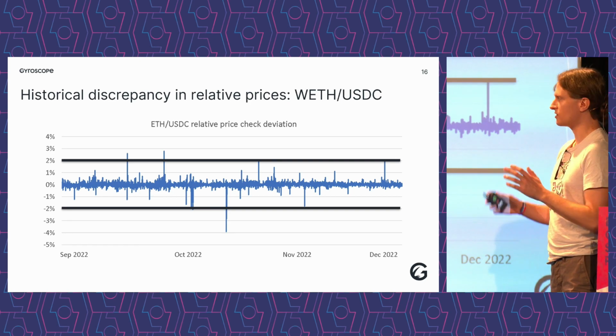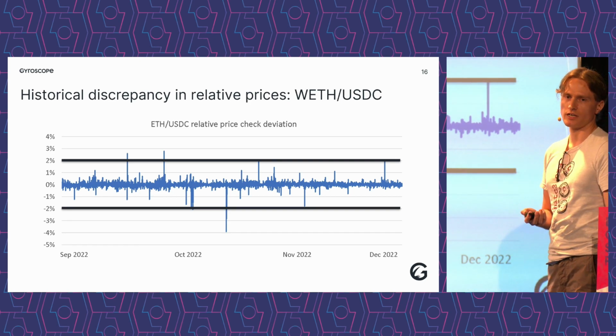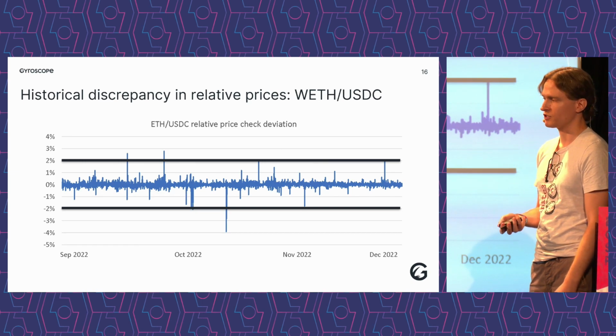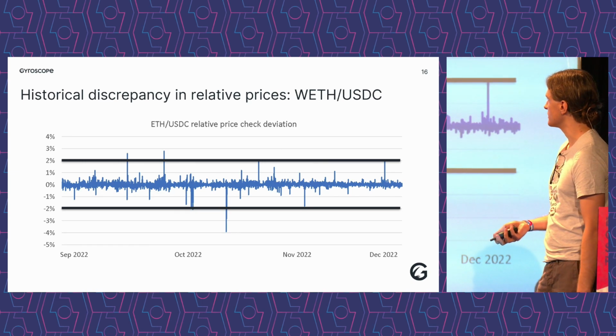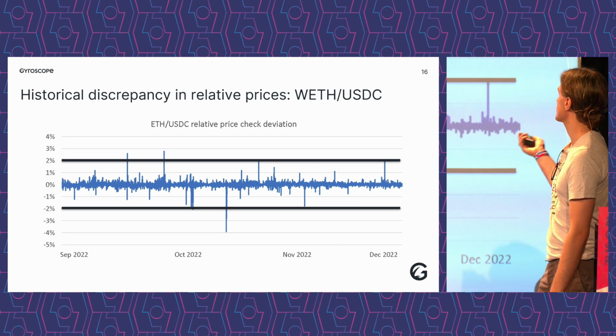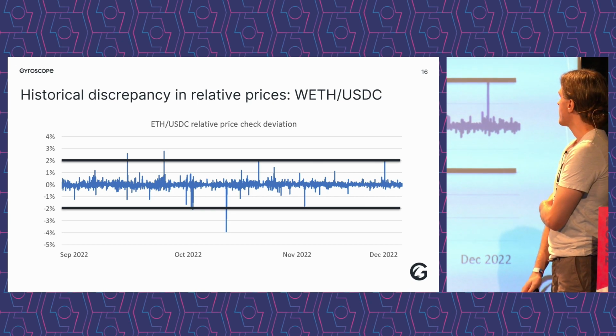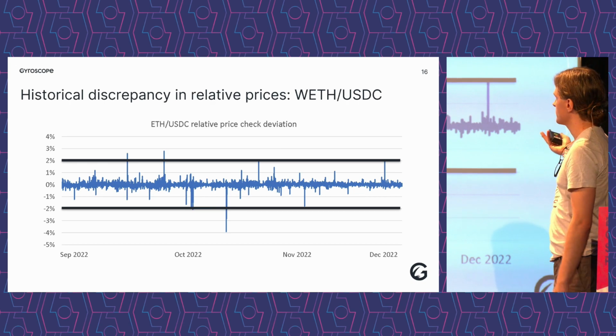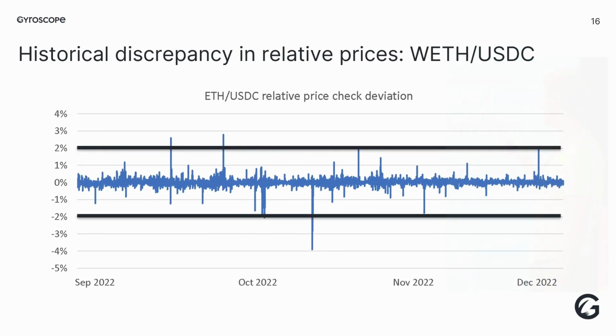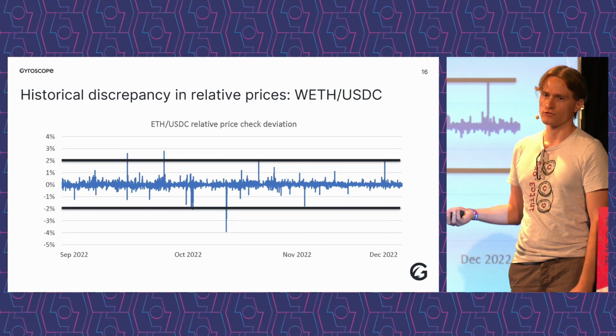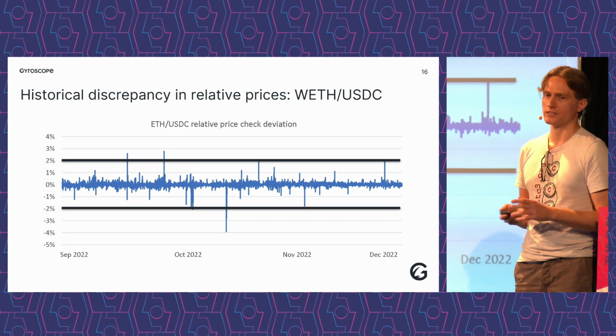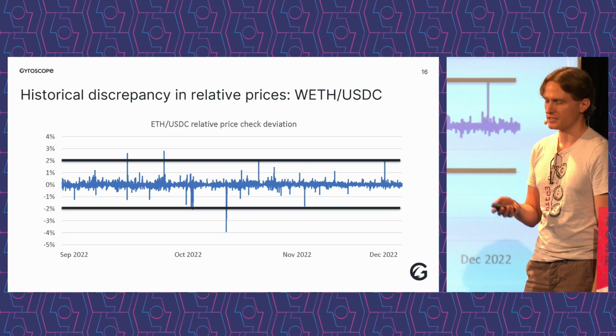And in terms of the history of this, it's been running on Polygon for the proto system of Gyroscope since January, or actually since September. Here you can see when the ETH USDC relative price check moves outside of the bounds we've been using so far. It very infrequently happens that it would naturally come out of the range, and so you don't come up with a lot of stalls in the system because of this check.